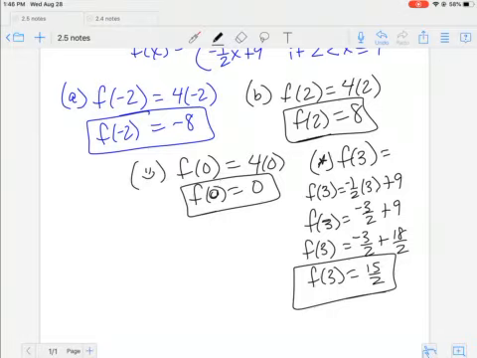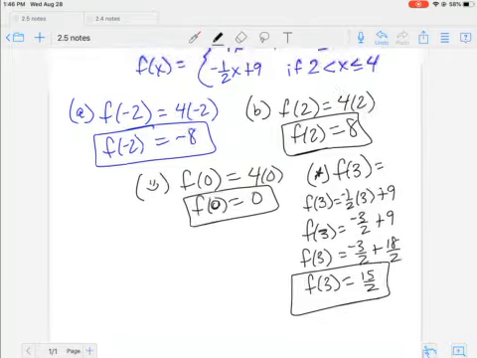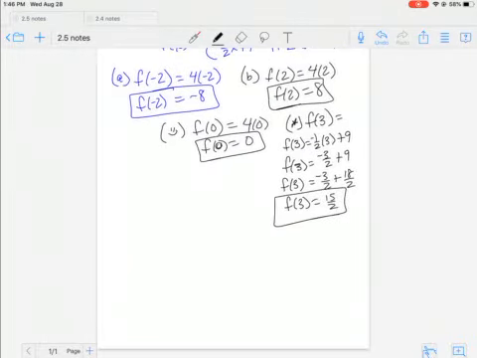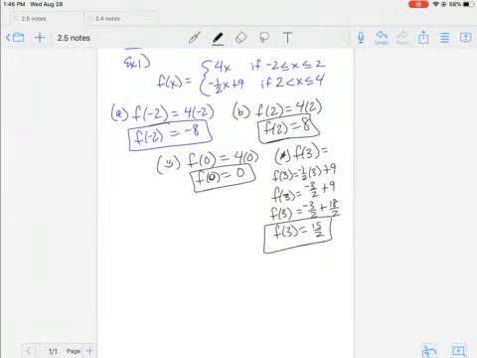Now the next thing that we're going to look at here, I do have some room on here, don't I?